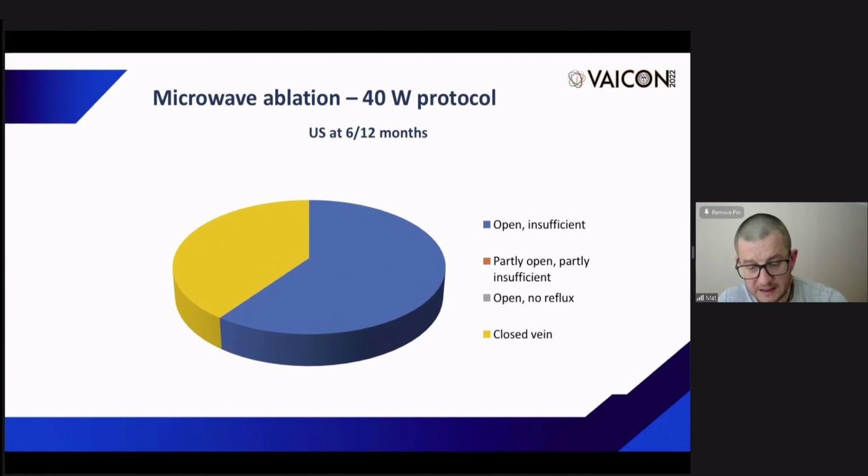In patients controlled 6 and 12 months after the 40 watt protocol, the number of patients controlled was 9. Only 1 patient was controlled after 1 year after the procedure. Of those patients, in 6, or 60%, the ablated vein was still open and still insufficient. In the other 4 patients, or 40%, the ablated vein was successfully closed.